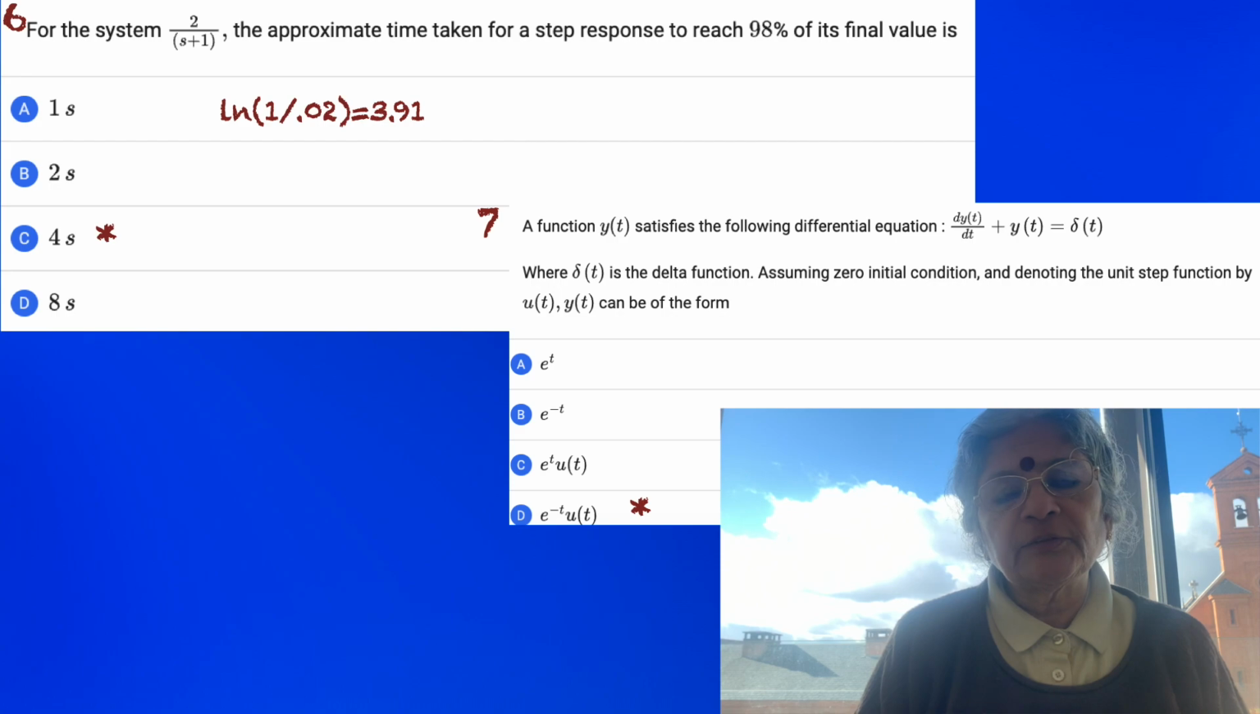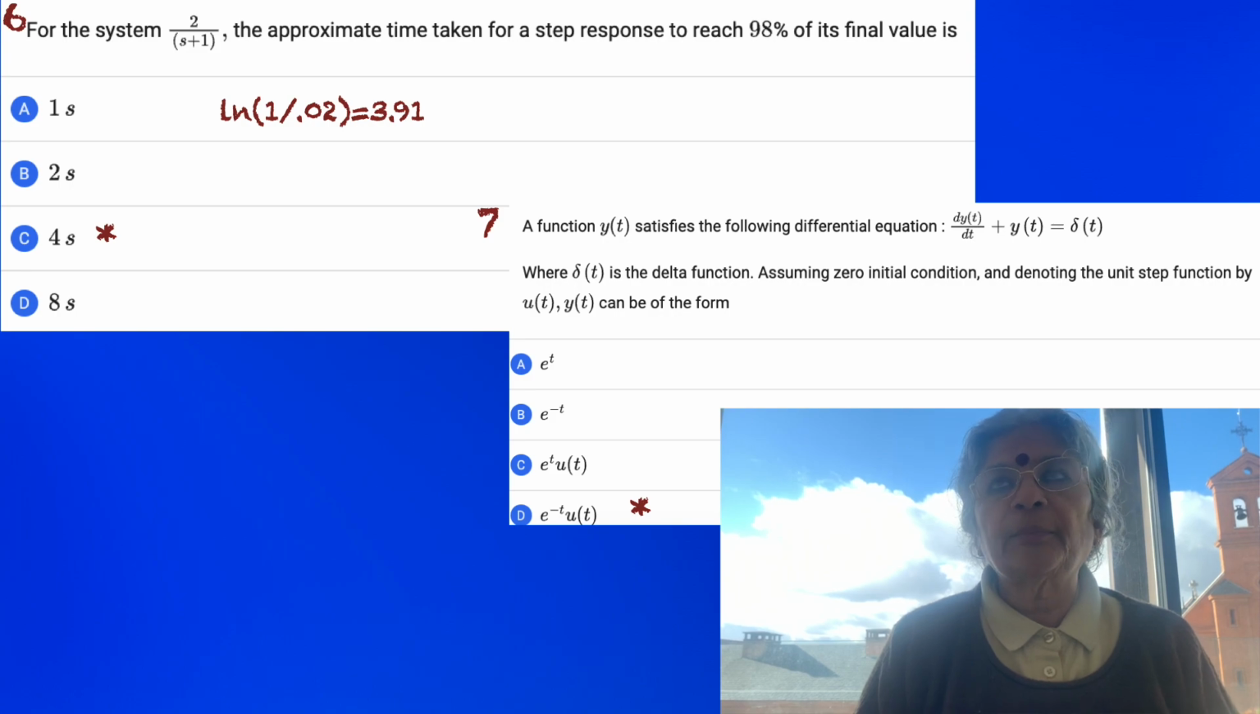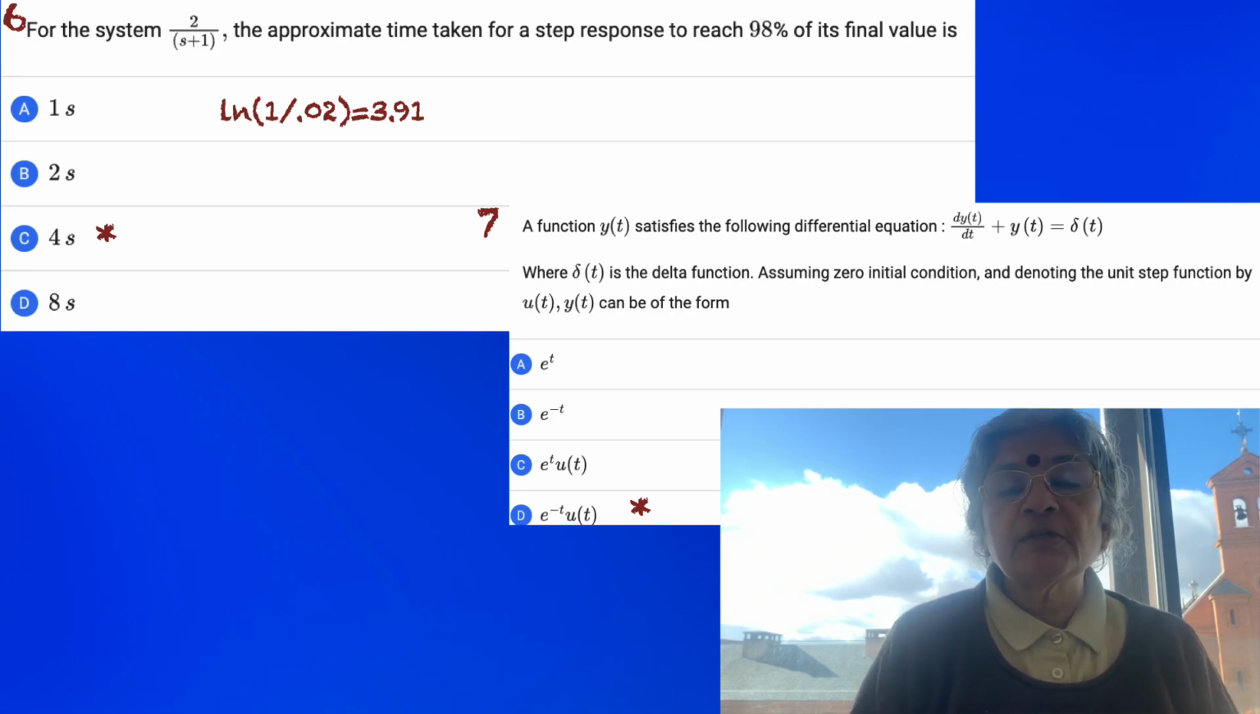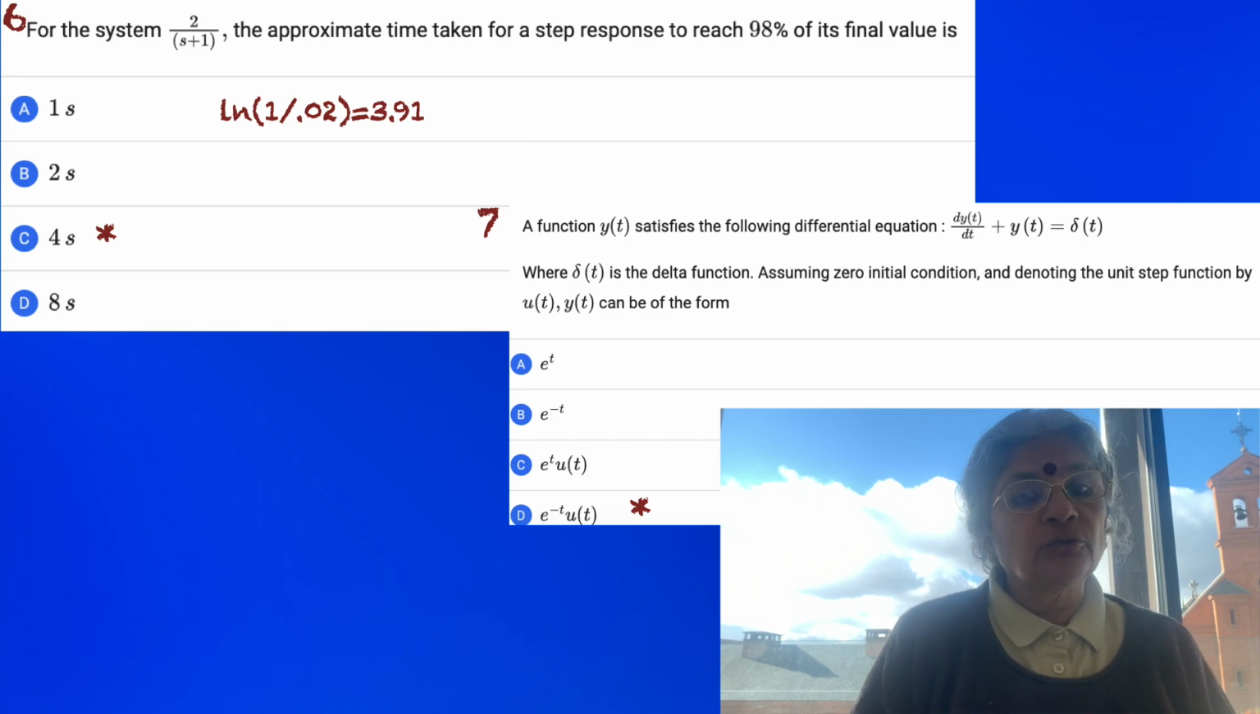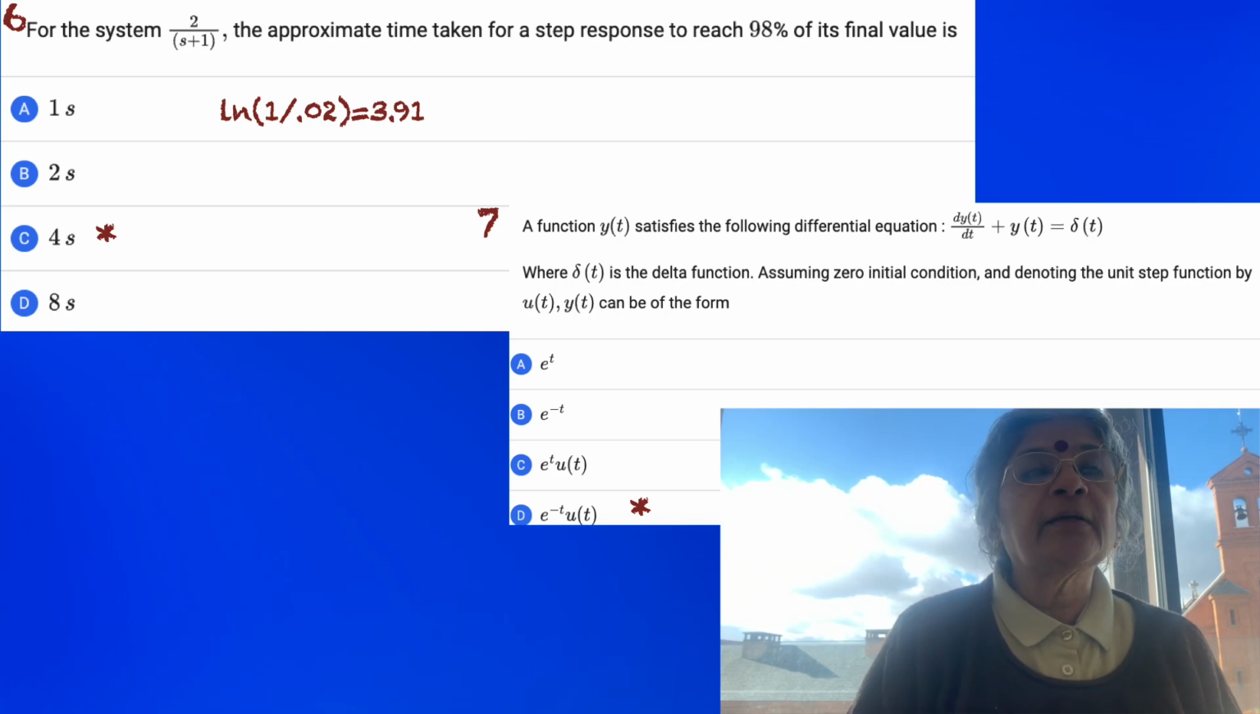The function y(t) satisfies the following differential equation: dy by dt plus y is equal to delta t, where delta t is the delta function, assuming zero initial condition and denoting the unit step function by u(t). So the Laplace transform will give you s plus 1 into Y(s) is equal to 1. Y(t) can be of the form, so what is y(t)? Just take the Laplace inverse of 1 by s plus 1, that gives you e raised to minus t. Of course it starts at t equal to 0, so you have to multiply e raised to minus t further by u(t).